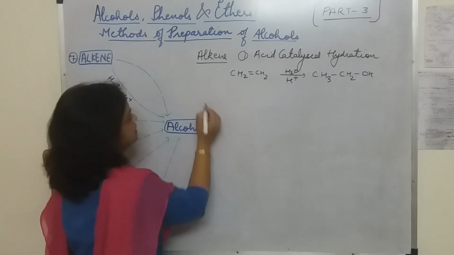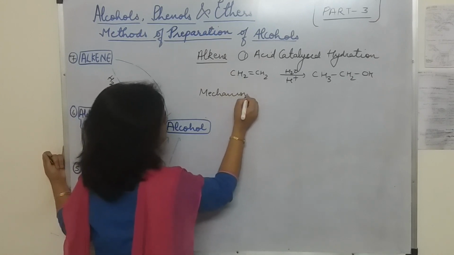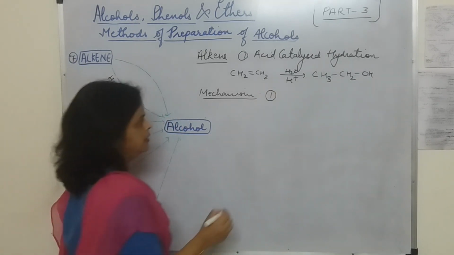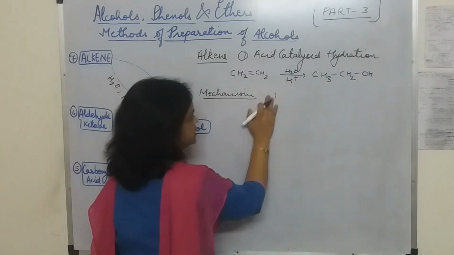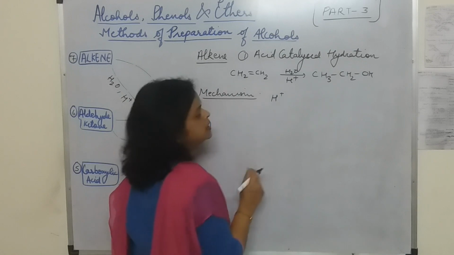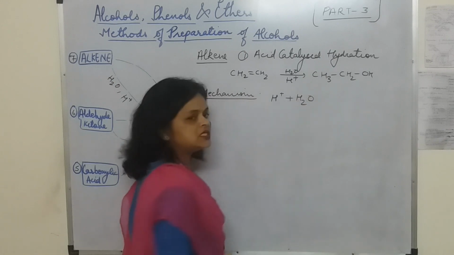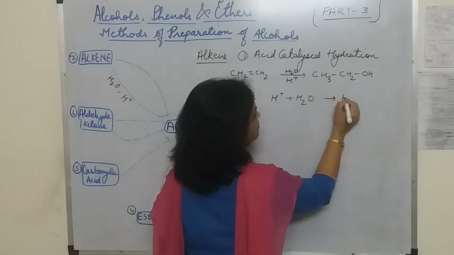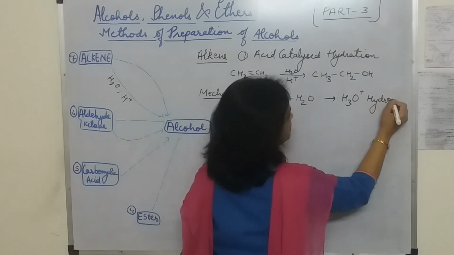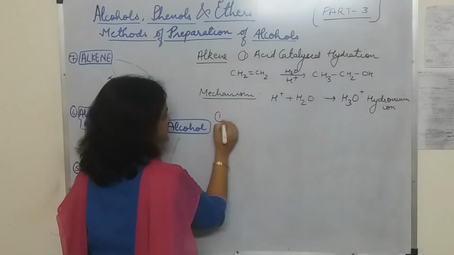Now how is it taking place? Mechanism. Many a time in the exams it is asked. Before starting the first step, we will write down the acid. It is giving the H plus ions, and these H plus ions combine with the water molecule and form H3O plus ions. This is the hydronium ion. Now let's start with the first step.